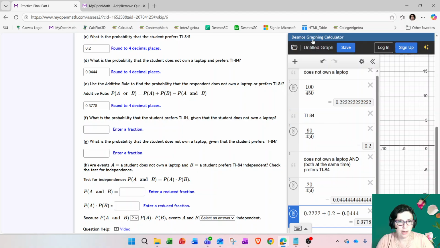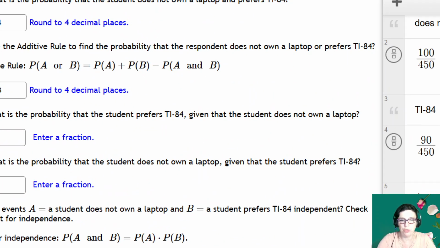Now, this part F is conditional probability. So how do I know it's conditional probability? So search for the word given, or sometimes they use the word if. So either given or if indicates that that is conditional.